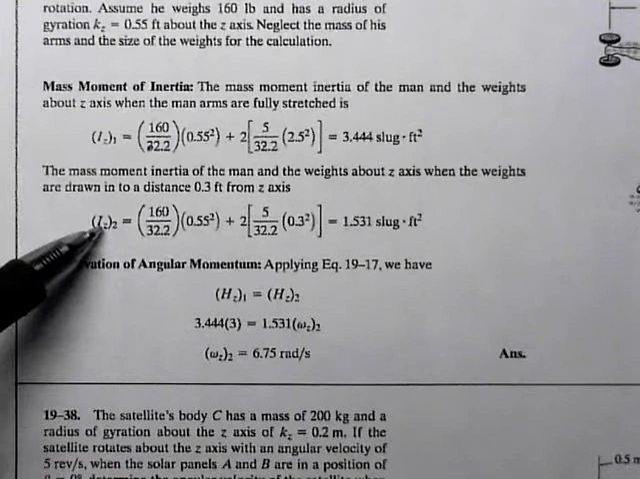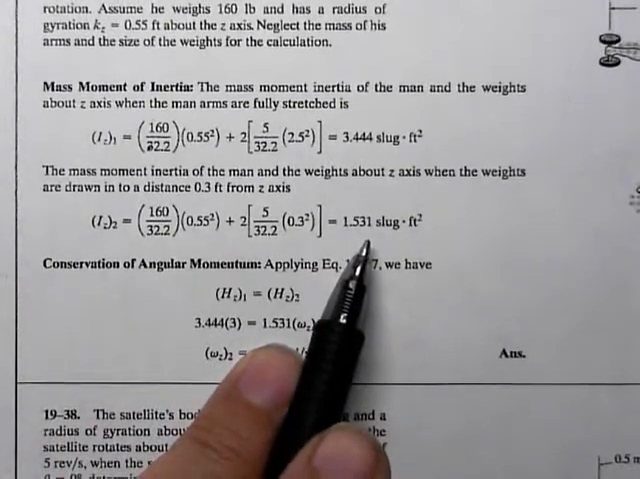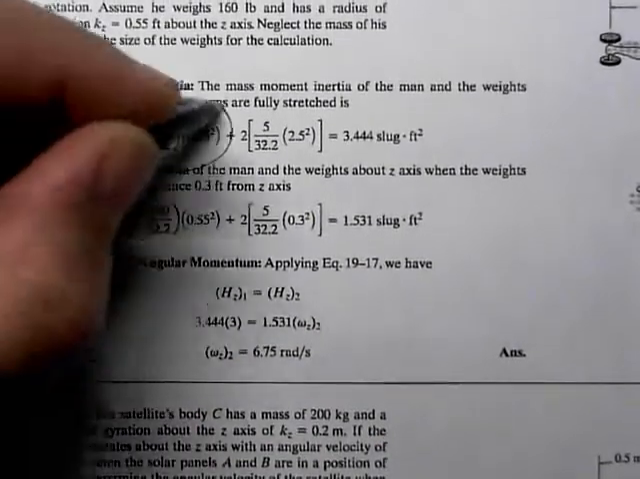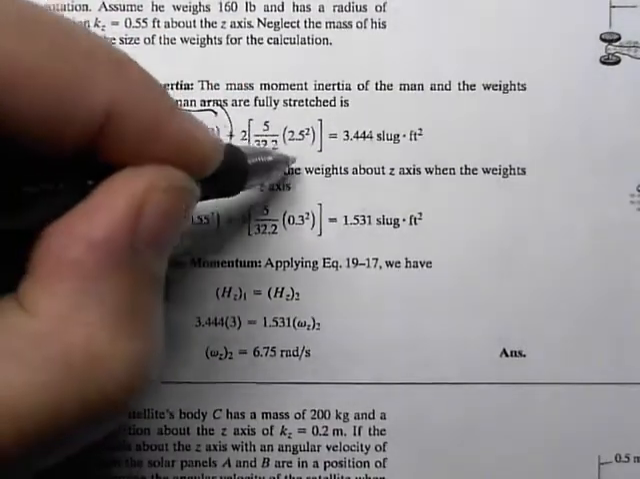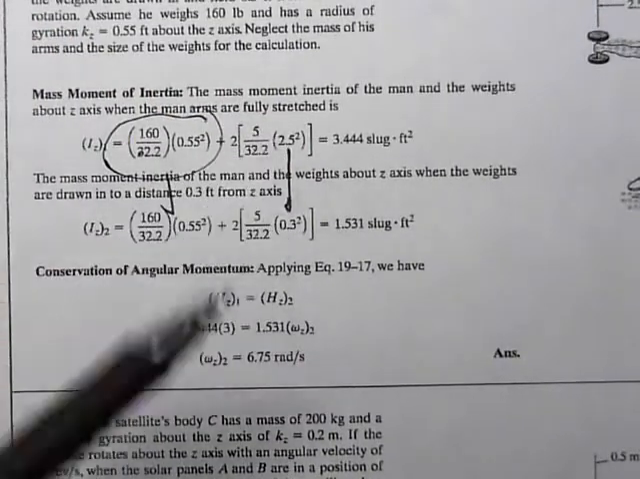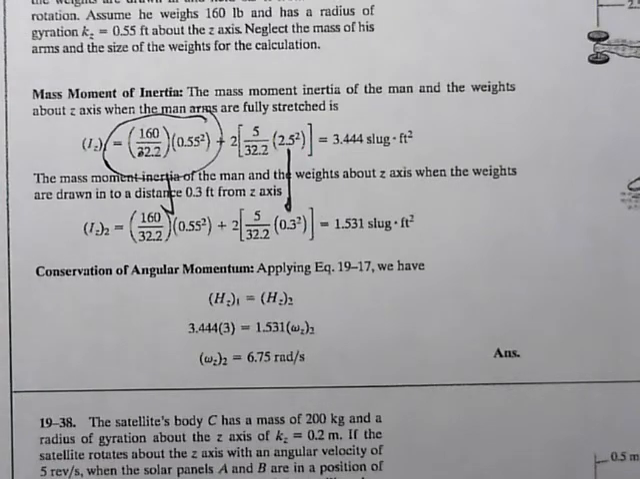Okay, finally the man brings in the weights and lowers his moment of inertia. Look at those numbers. He lowers it significantly. And so everything here unchanged. Everything here unchanged except the distance of the weight from the axis. It makes a huge difference in the moment of inertia.